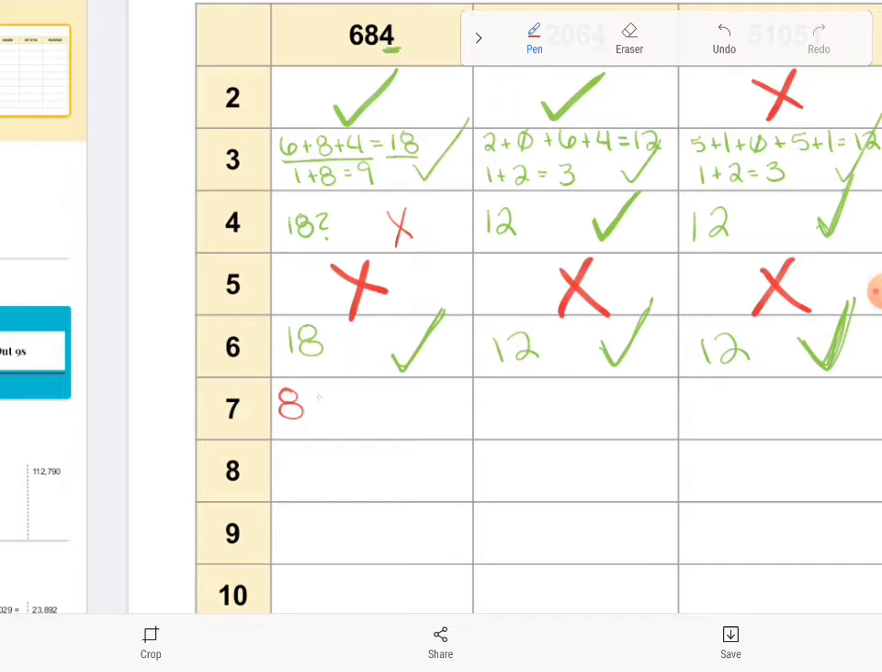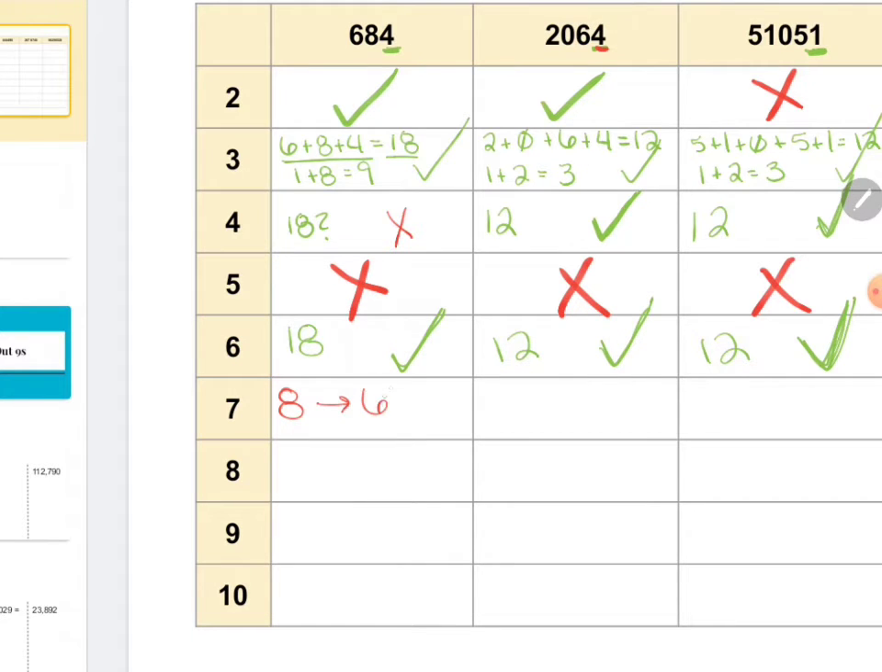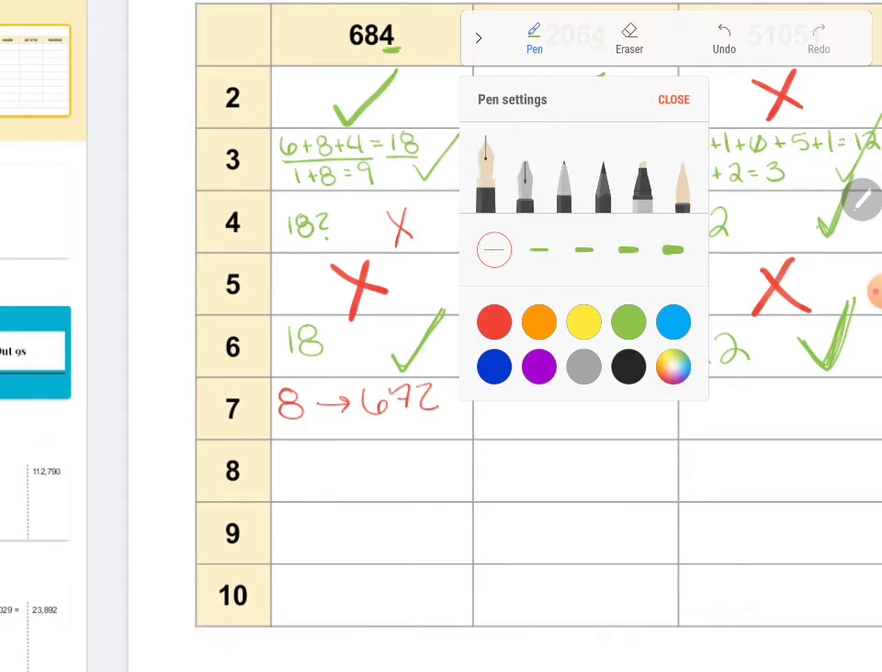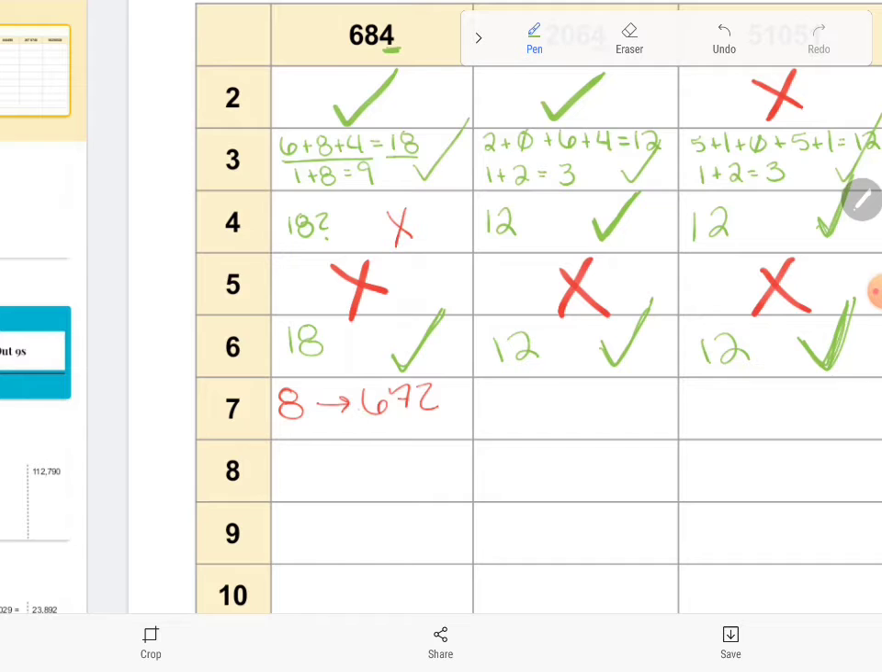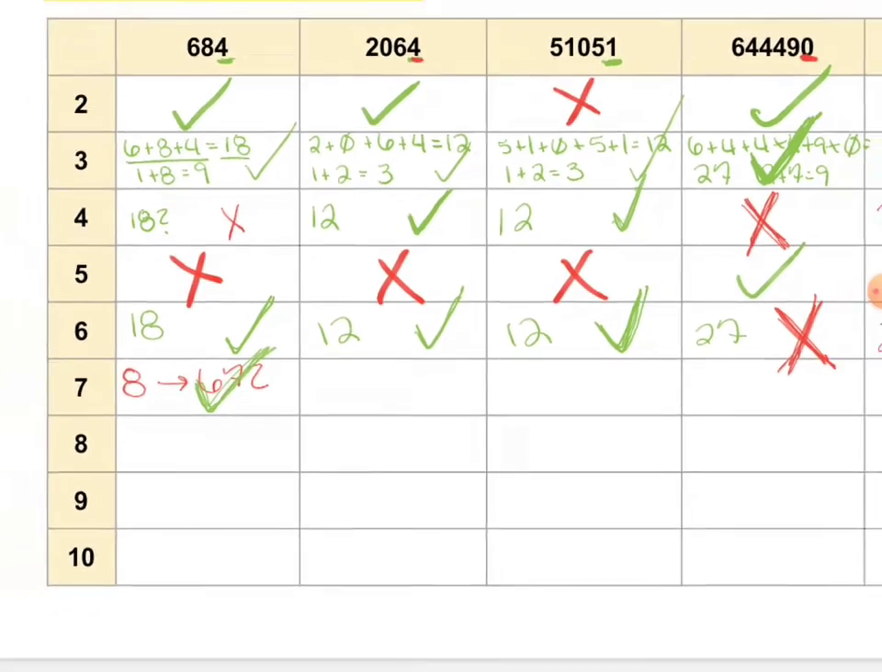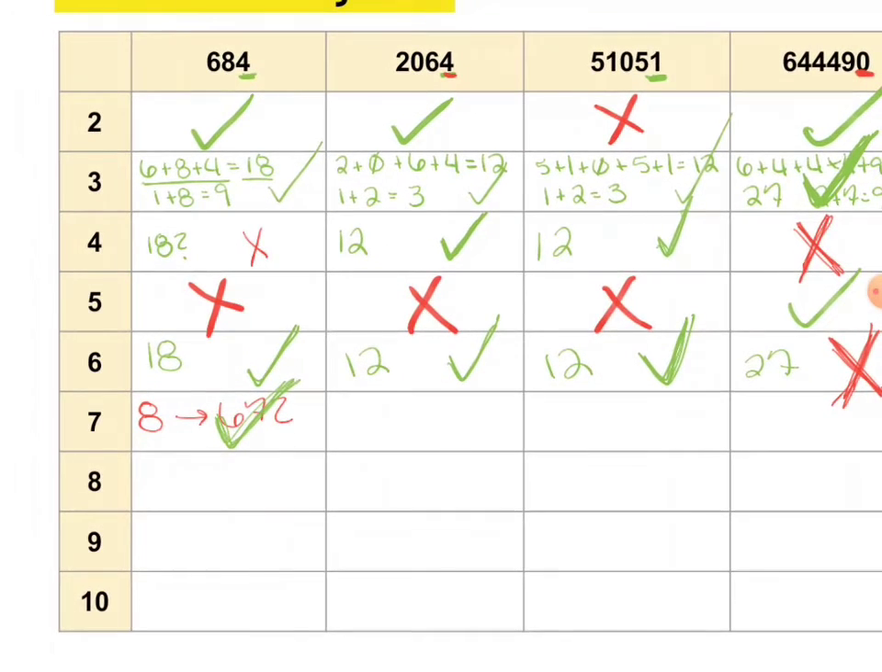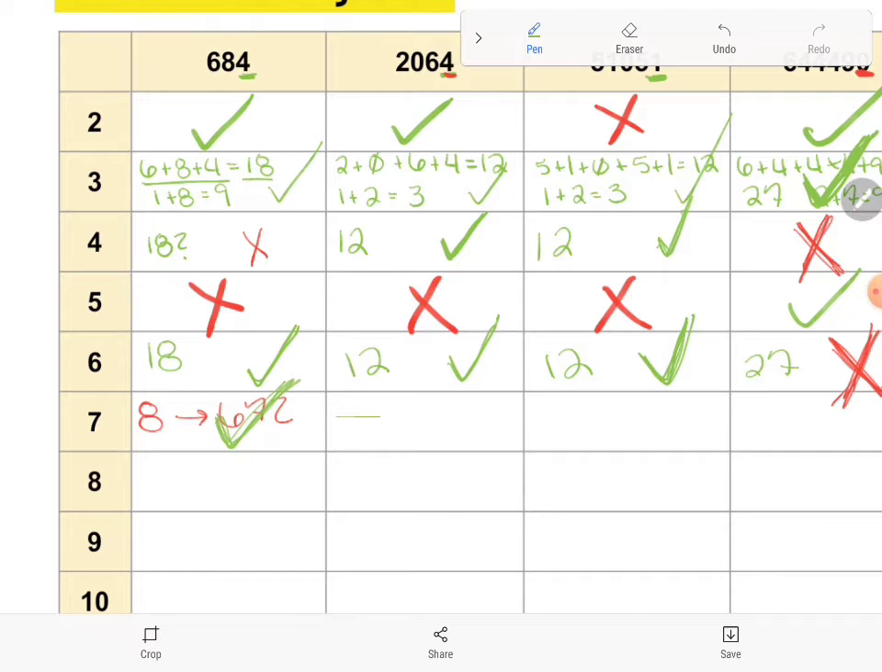Then you're just going to divide that by 7. And that is our proof that this is a multiple of 7. 7 does go into this number. And we can double check that. 684 divided by 7 is going to be... For our next one, we do the same thing.